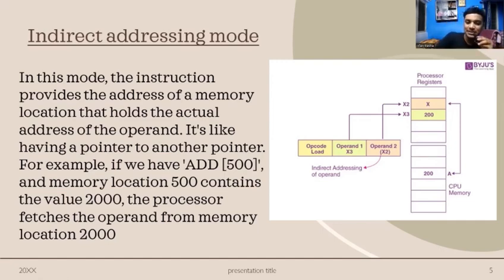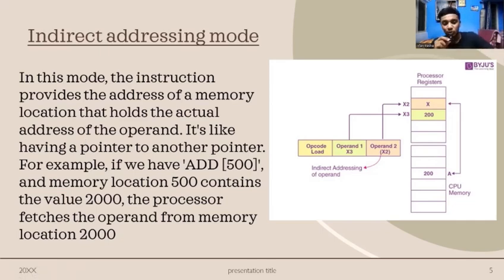For example, let us read this again. Add 500 and the memory location 500 contains the value 2000, and the processor fetches the operand from the memory location 2000. That is, if we give add 500 and at the memory location 500 we have the value 2000, that means 2000 will not be displayed. What the addressing mode does is it will open the memory location 2000 and what is present in 2000 will be displayed.